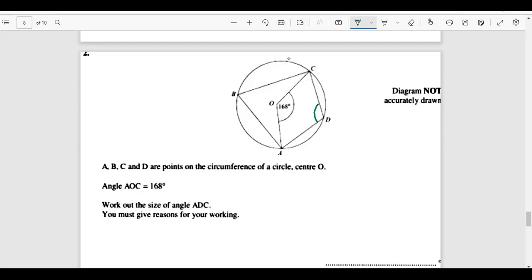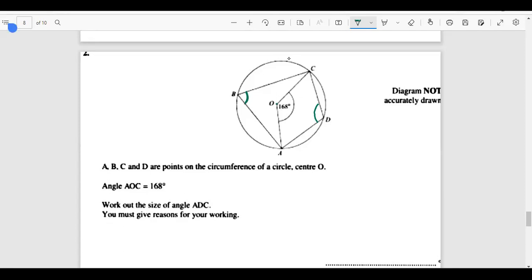So basically, ABCD is a cyclic quadrilateral. Okay. Now think about it. The sum of opposite angles in case of a cyclic quadrilateral is 180 degrees. So if I'm interested in finding out ADC, if I somehow find ABC, I would be able to do it. So try finding out this angle and it would be very, very easy.